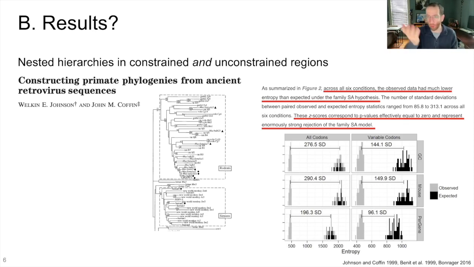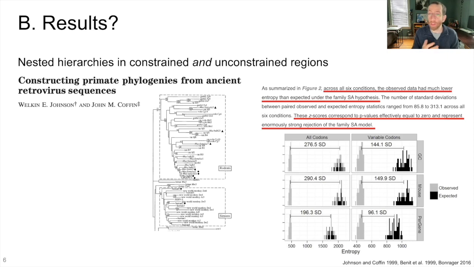What they found, and I'm just going to read what they wrote because they tested a bunch of different models for the degree to which these sites are constrained and what the null hypothesis is in terms of their variation. They said, across all 6 conditions, the observed data had much lower entropy than expected under the family SA hypothesis. That's family separate ancestry. And that's useful for us because creationists often put those common ancestors for the created kinds at the family level, right?